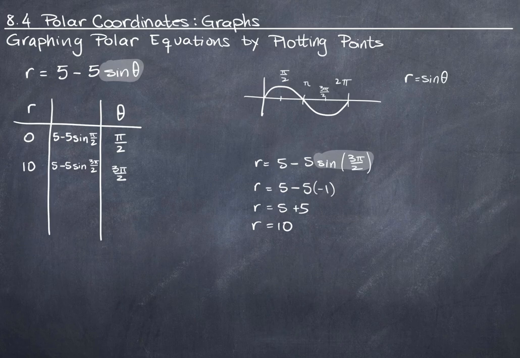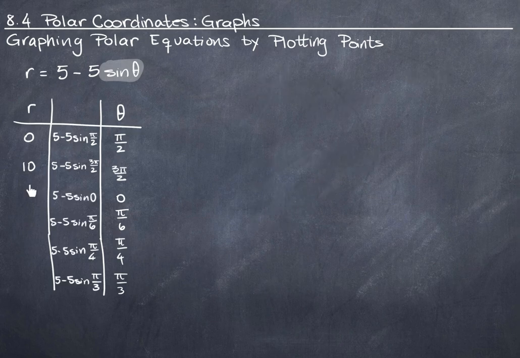Now, that's pretty much it for this section, but we haven't actually graphed anything yet. So let's make a point of finding a few other values. Some common values are always good: 0, pi over 6, pi over 4, pi over 3. I'm going to use this same function here, but with different values in for theta. I'll go get those and show you at least a few of them in just a minute.